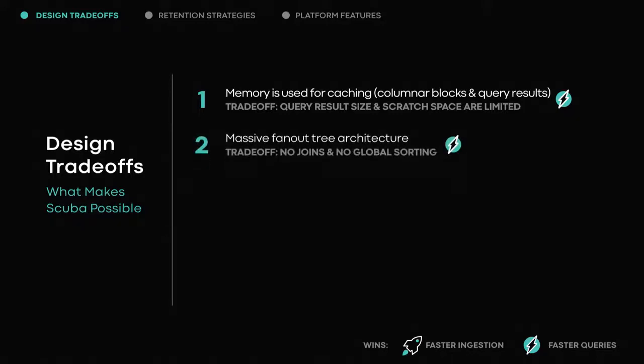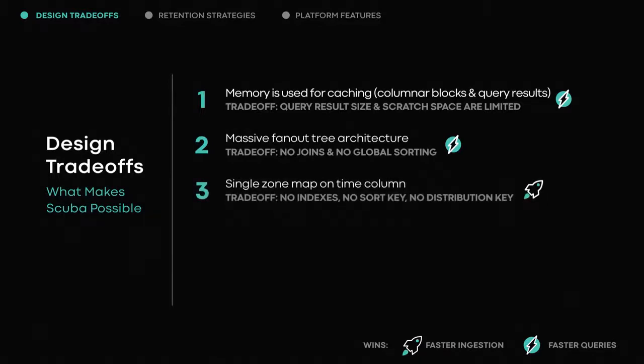Queries follow a typical leaf aggregator architecture, and leaf nodes don't communicate with each other. This again is for faster querying, but means that today we don't have any sort of joins or global sorting on Scuba. So we don't store any kind of indexes, sort keys, or distribution keys. This again helps for super fast ingestion, but we do have zone maps on time columns, which helps us with efficiently pruning older data.